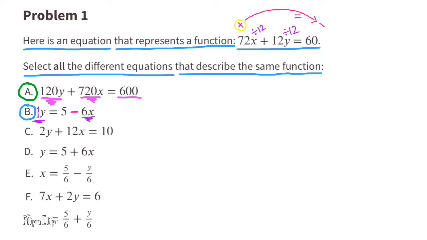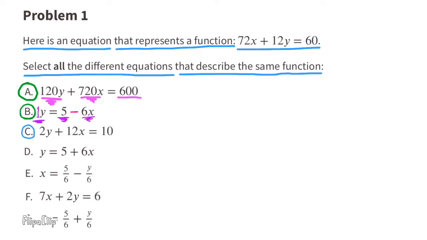The only term left is 60, and it turned into 5, because 60 divided by 12 equals 5. And 60 is still on the right-hand side of the equal sign, and the 5 is on the right-hand side of the equal sign. So this equation follows the same function as the original equation.